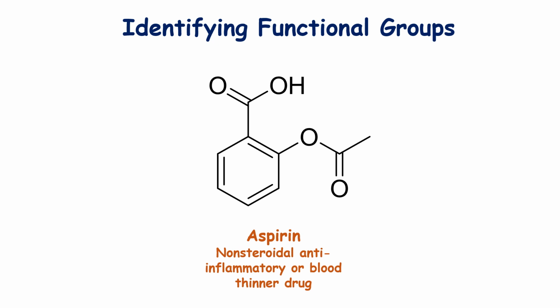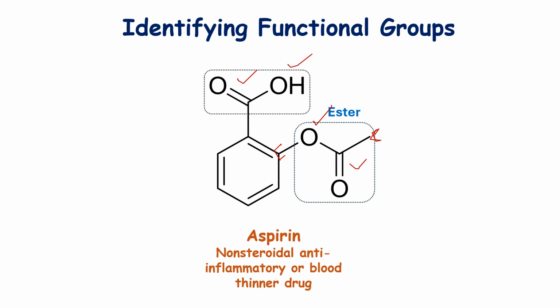Next molecule is aspirin. Aspirin is a non-steroidal anti-inflammatory drug, also used as a blood thinner. This functional group has a carbonyl group, and next to it we have an oxygen with the single bond. Carbonyl with oxygen and carbon on both the sides is an ester functional group. There is one more carbonyl group, but this carbonyl group has OH next to it, so this is your carboxylic acid. Then we have a six-membered ring, that is benzene. Aspirin has ester, carboxylic acid, and benzene functional group.